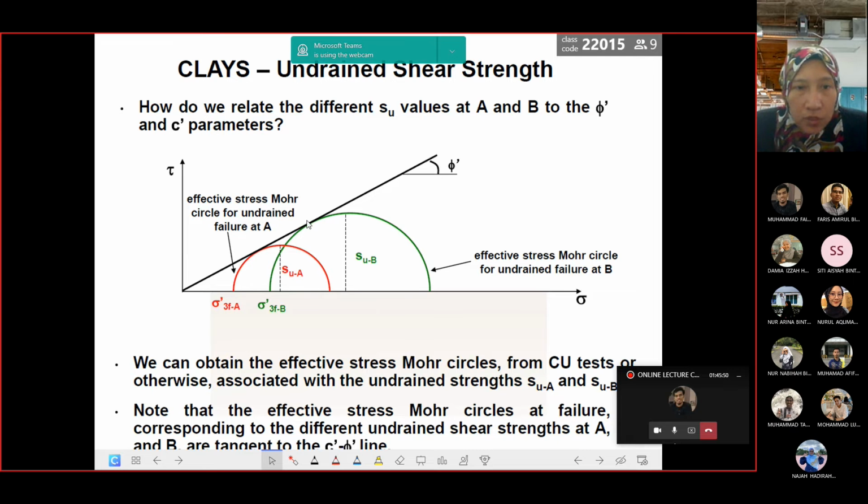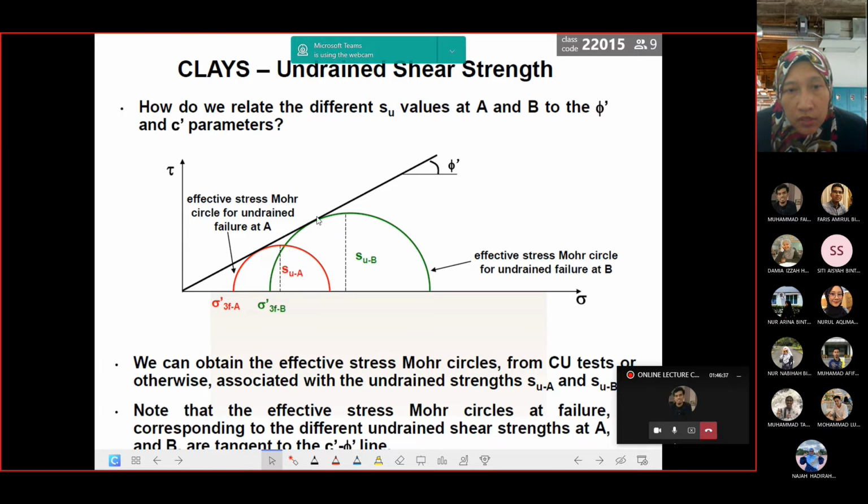You akan dapat effective stress Mohr circle for undrained failure at stress point A dan juga pada point B. So bila you plot circle, the CU test otherwise associated with undrained strength. So the effective stress Mohr circles at failure corresponding to the different undrained strengths at A and B are tangent to the c and phi line. So it says that it will give you the same value of the phi prime dan juga nilai c prime. Dalam kes ni c sama dengan kosong. Walaupun tadi kita tunjuk yang mana point A lebih dekat dengan ground surface dan point B lebih jauh ke dalam pada ground surface, bila kita plot Mohr circle, rupanya nilai phi dan juga nilai c dia sama.